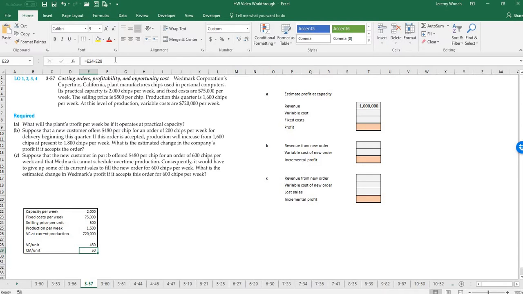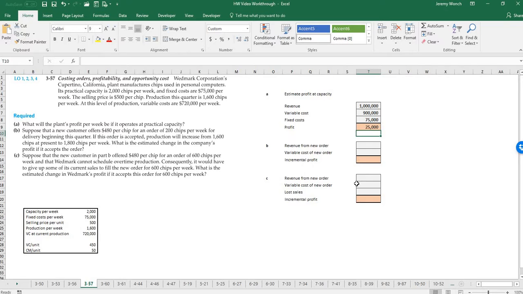We also calculated our contribution margin, which is just our selling price minus our variable cost. So for our variable cost at capacity, that is going to be our $450 per unit times our capacity of 2,000. Our fixed cost is given at 75,000, and so that would give us a profit for the week of $25,000.